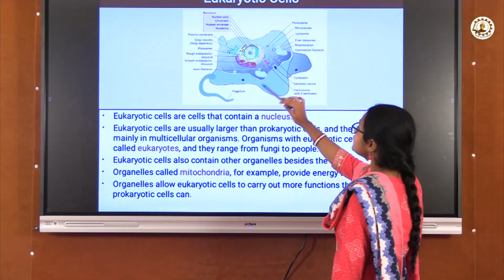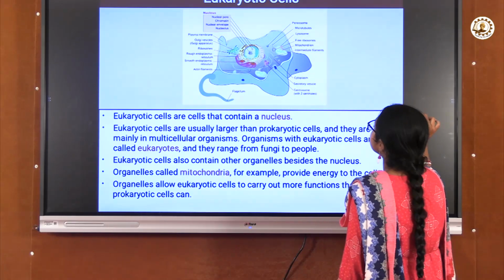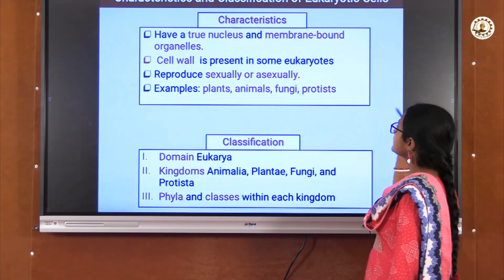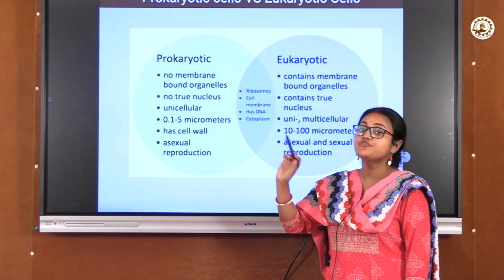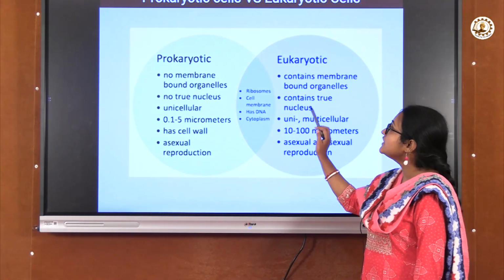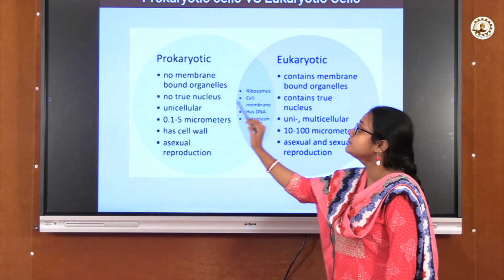So you can see this is the structure of the cell. It's particularly the animal cell structure. So what are the differences between prokaryotes and eukaryotes? We already said that the nucleus is present only in eukaryotes, not in prokaryotes.